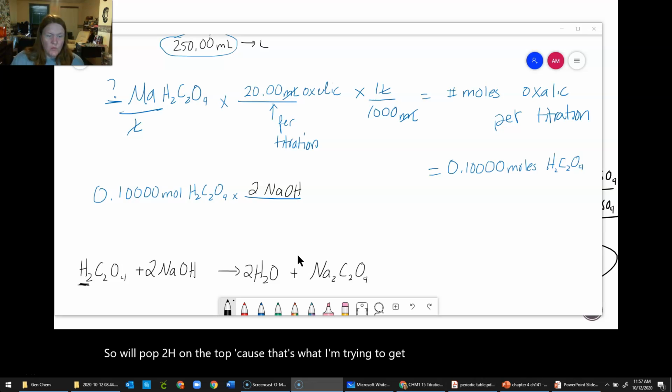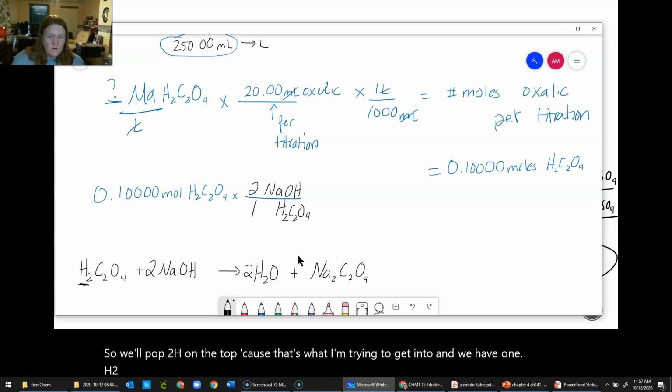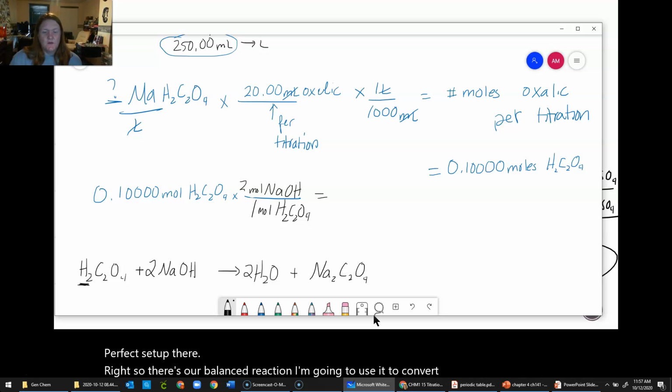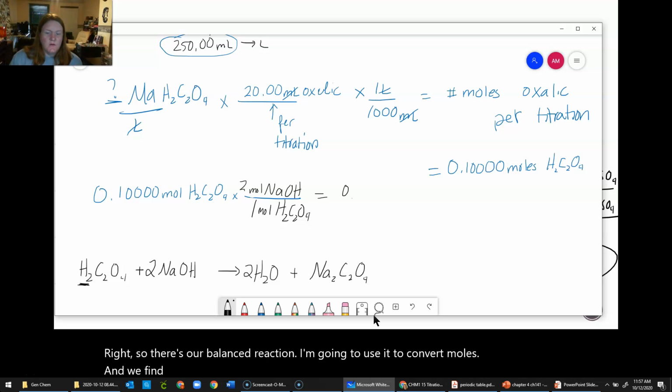And we have 1 H2C2O4. That's 1 mole. I'll fix that up there. All right, so there's our balanced reaction. I'm going to use it to convert moles. And we find out that we get double the number of moles of NaOH that we had for our oxalic acid because it's a 2-to-1 reaction.